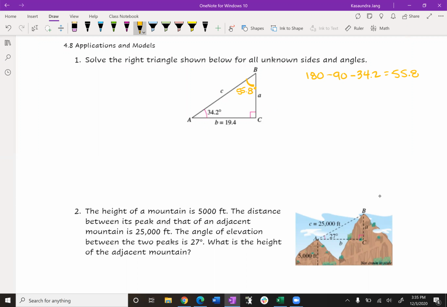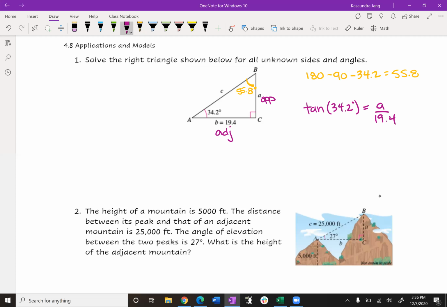And now I've got to find one of the sides. It doesn't really matter which one I start with. Maybe I'll just go with side A. That is across from the original angle I got. That's the opposite side, and I do have the adjacent side. So based off of opposite and adjacent, I'm probably going to go with tangent. Tangent of the angle 34.2 degrees equals opposite over adjacent, A over the 19.4.